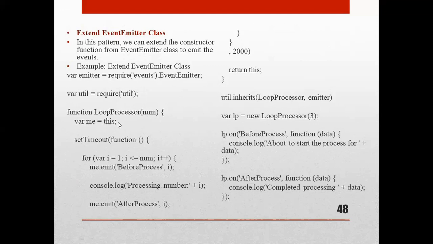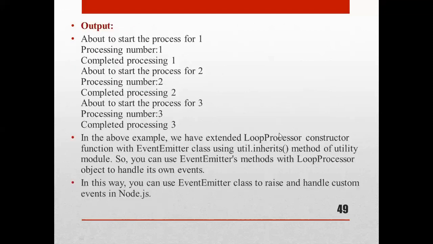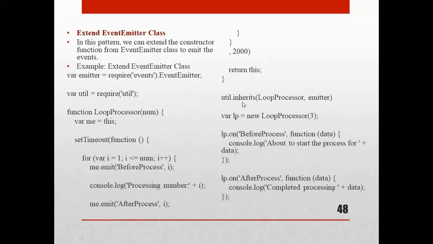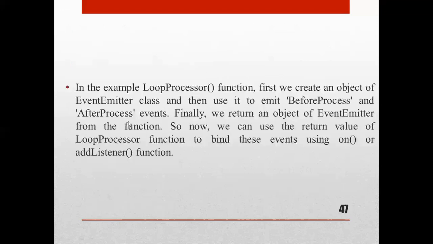To handle its own events, we can use the object of this loop processor function. The object of this function we can use for handling its own events. It will use the object of this loop processor, or the object of the inherited event emitter.